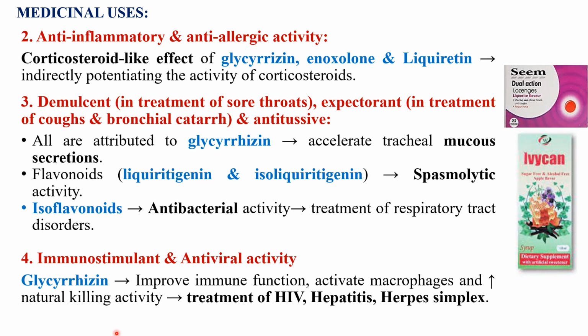Additionally, licorice has immunostimulant and antiviral activity due to its active constituent glycyrrhizin, which improves the immune function, activates macrophages, and increases natural killer activity. So it's used as a phytoaid in the treatment of HIV, hepatitis, and herpes simplex virus infections.